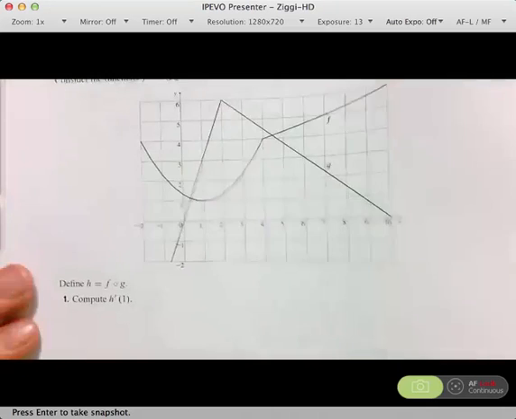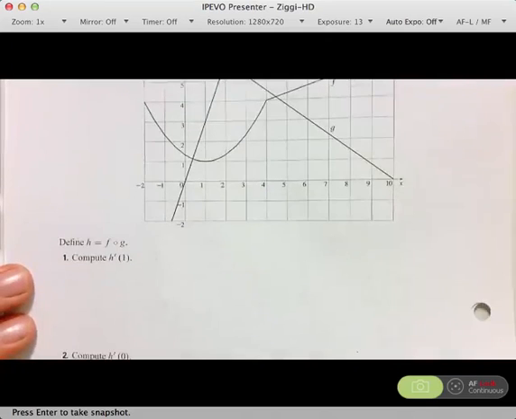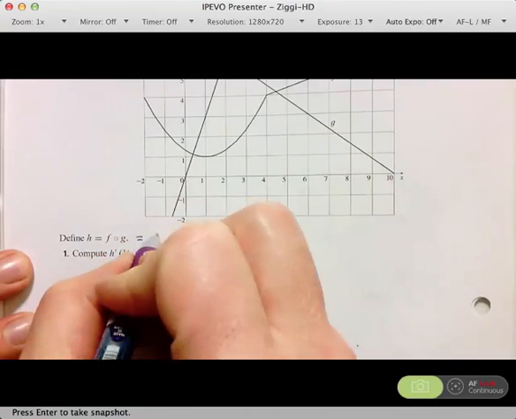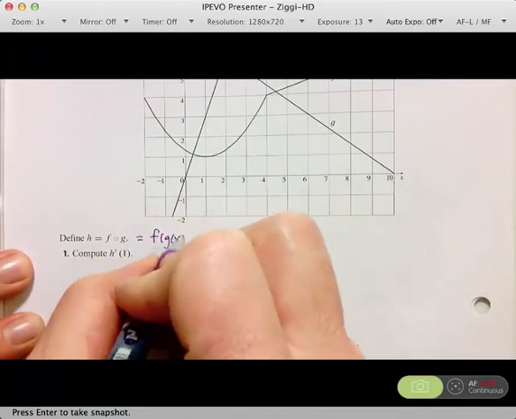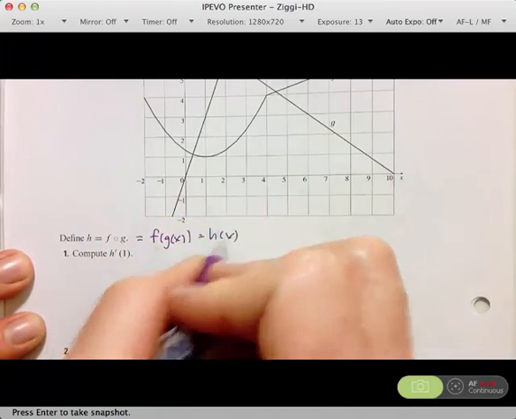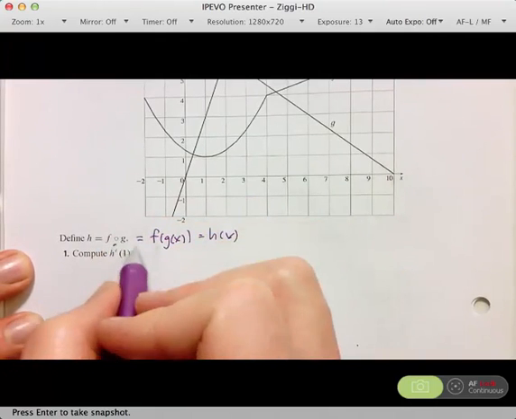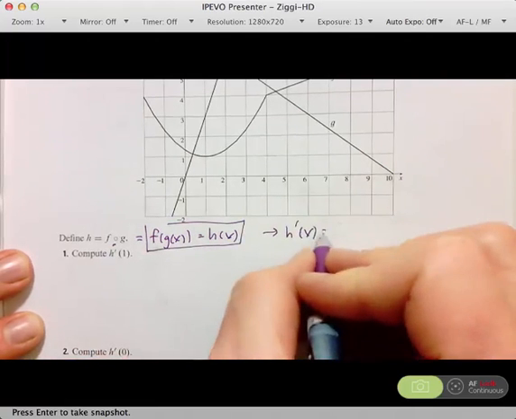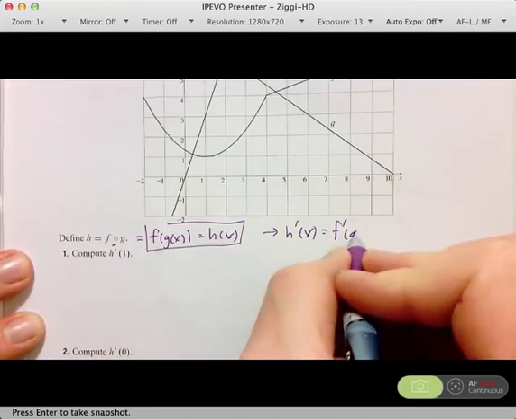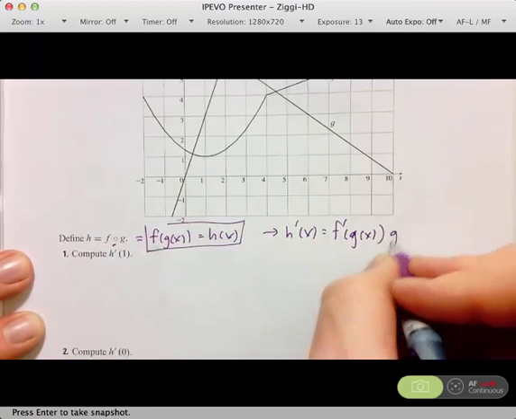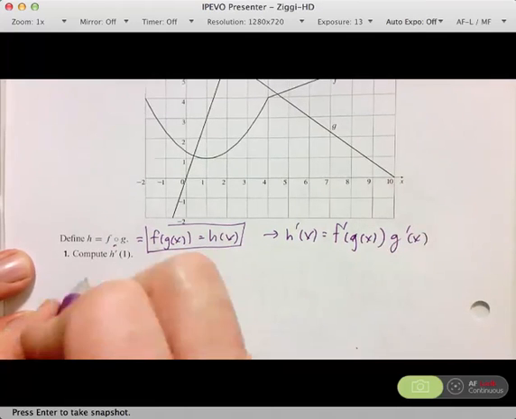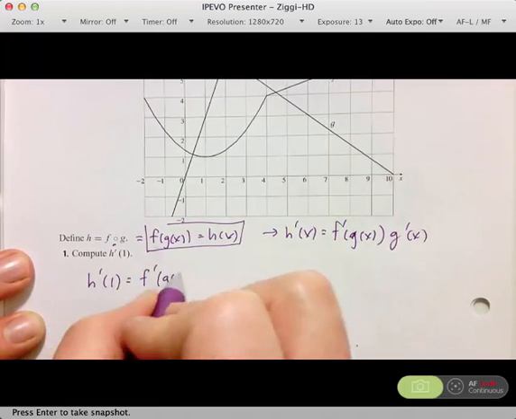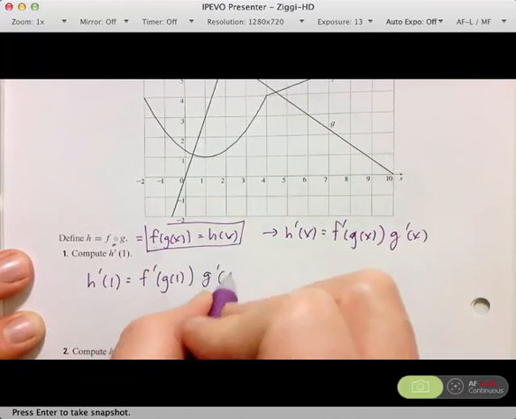All right, last page. This is just mucking about with the chain rule for a little extra practice. So this is f of g of x. That's what h of x represents. So this doesn't mean multiplication, it's function composition. According to the chain rule, I'm going to differentiate the outside, leave the inside alone, times the derivative of the inside function. So h prime of 1 is f prime at g of 1 times g prime at 1.